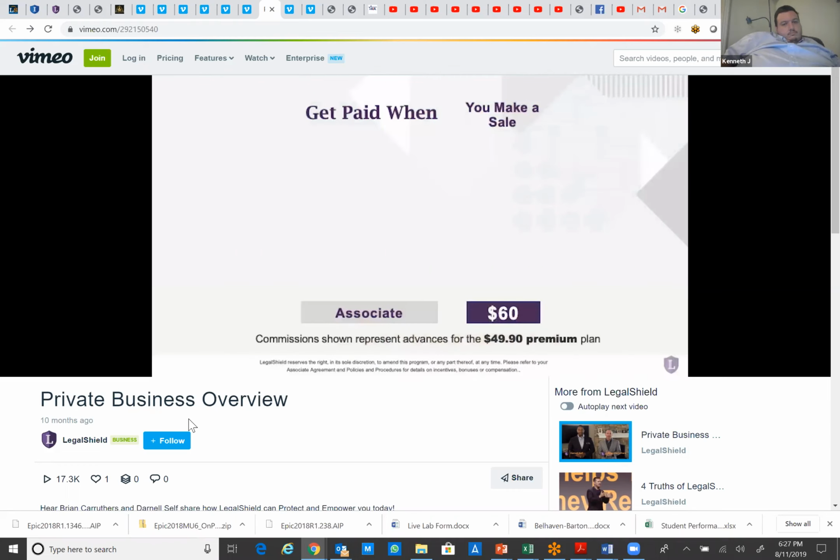So the first way that Legal Shield pays us is an upfront commission for each person that we refer to become a customer. I'm going to give you some examples based on a $49.90 family plan combination, a family legal plan and a family IDShield. Be sure to check the compensation plan sheet to see what your compensation would be based on the plan that you're selling in that particular state.